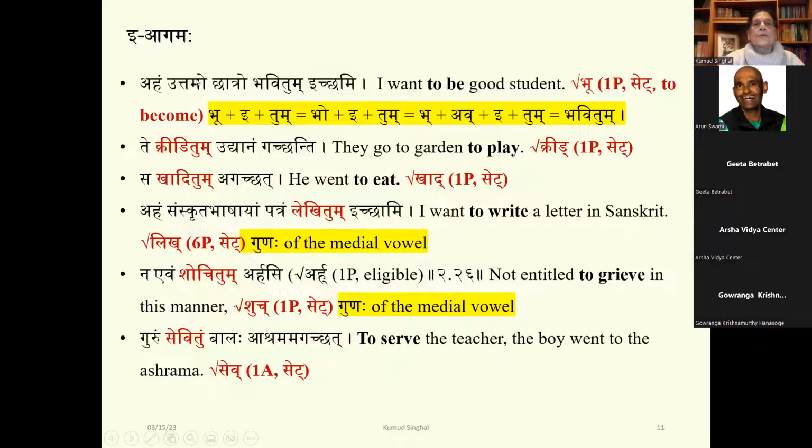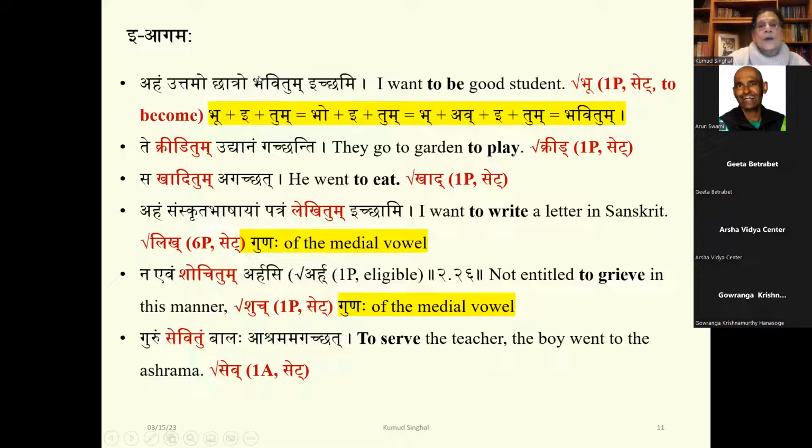Aham uttamaha chhatraha bhavitum ichchami. Sorry, there is a typo error. This should be ichchami. So I want to be a good student. So bhavitum, this is a tumun form. Bhavitum comes from the root bhu, which means to become, and it is a set dhatu.